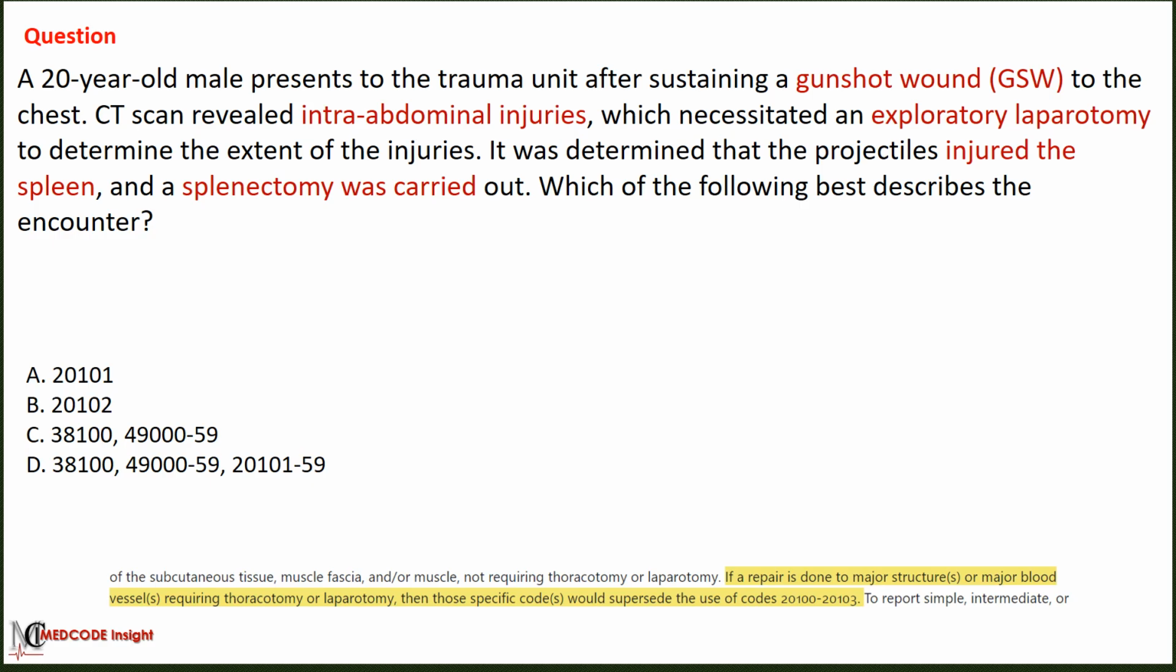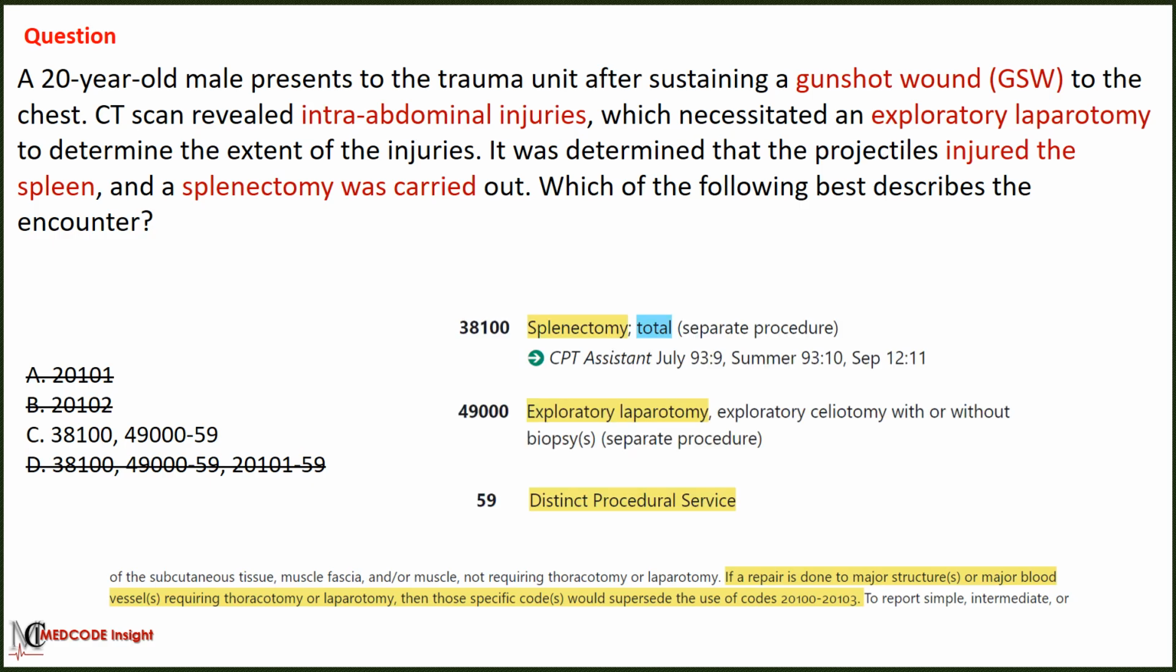In this scenario, we will not code from the wound exploration code range because for thoracotomy or laparotomy, more specific codes are available. Therefore, we will eliminate options A, B, and D with the codes 20101 and 20102 used for wound exploration. So the correct option is option C with the code 38100, which is used for the total splenectomy, and code 49000 used for the exploratory laparotomy. Modifier 59 is used to show both procedures are distinct procedures.